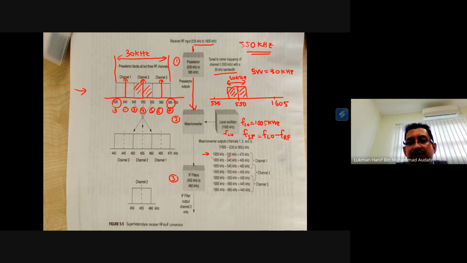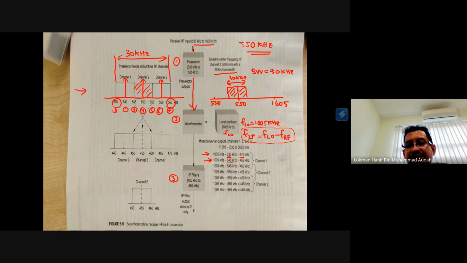Okay, so from here, we are going to use this equation to find the output of the mixer converter. Therefore 1005 minus 535, we're going to get 470 kilohertz. And then number two, 1005 minus 540 kilohertz. So we're going to get 465 kilohertz. And then 1005 minus 545 kilohertz. So we're going to get 460 kilohertz.